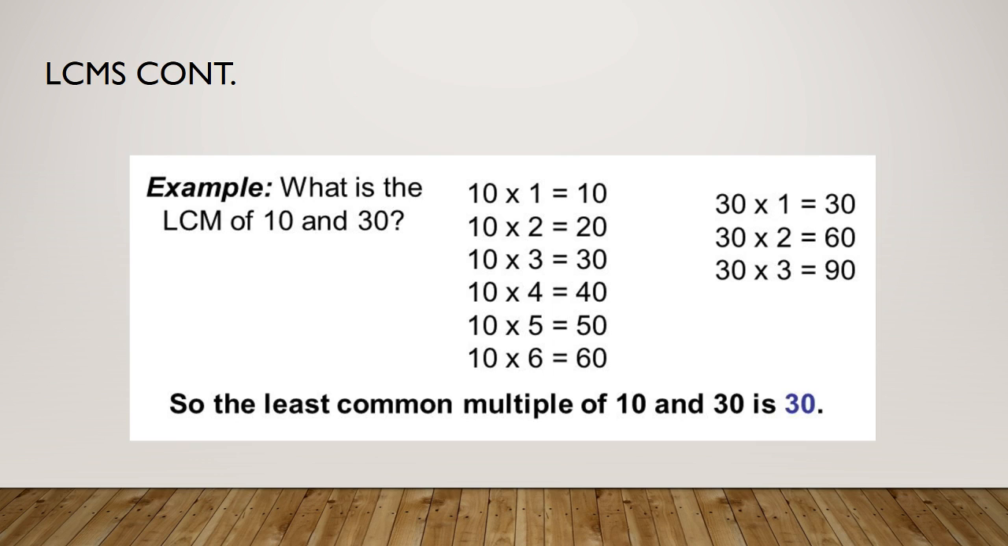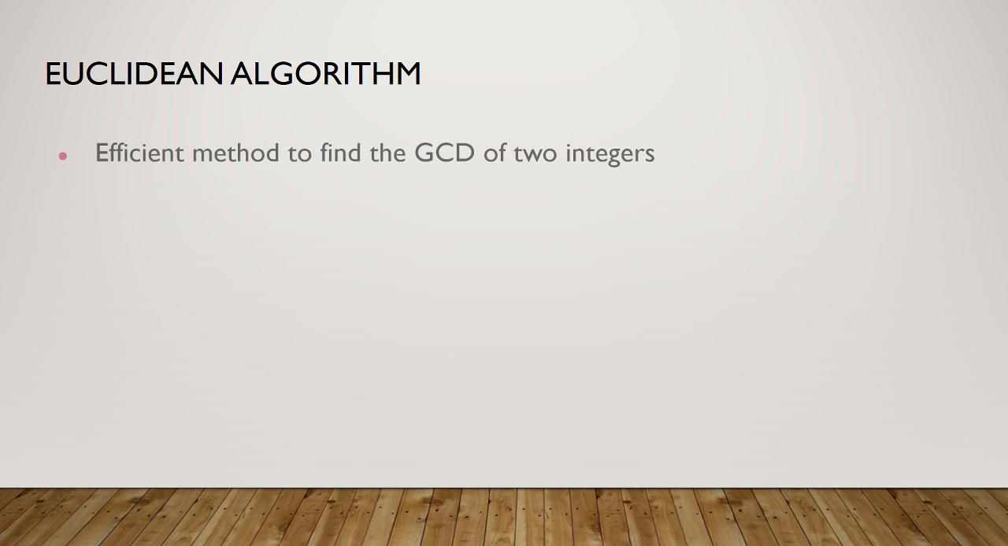So to be able to do this by just listing out factors, it's very easy. 10 times 1, 2, 3, 4, it is the first number that appears in both columns. But this can be very, very tedious. If you're trying to look for a much larger number, or much odder numbers than just 10 and 30, it just can take forever. So there's a better method, which is the Euclidean algorithm.